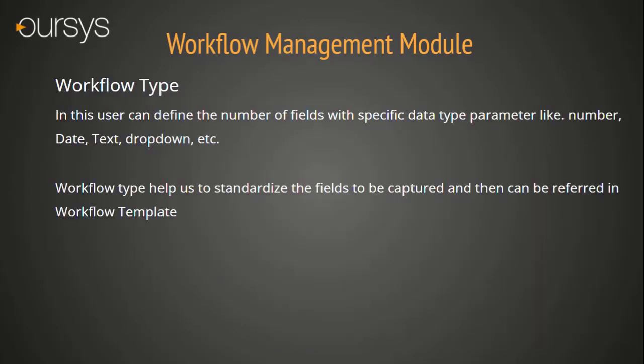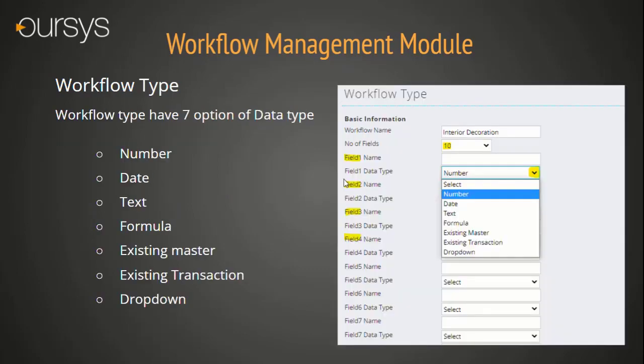Workflow type: in this, the user can define the number of fields with specific data type parameters like number, date, text, dropdown, etc. Workflow type helps us to standardize the fields to be captured, and they can then be referred to in the workflow template. Workflow type has 7 options of data type: number, date, text, formula, existing master, existing transaction, and dropdown.